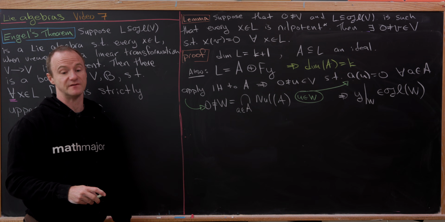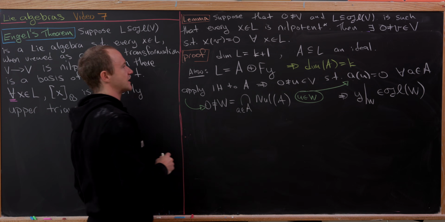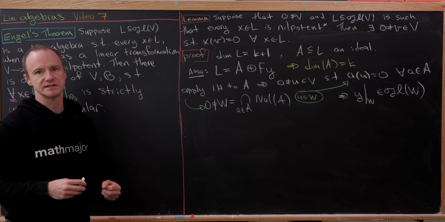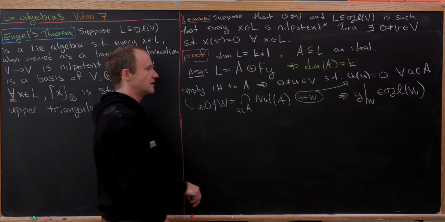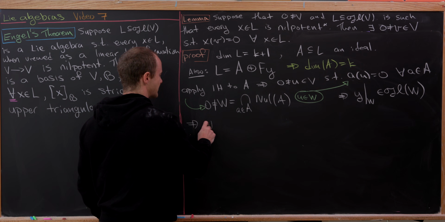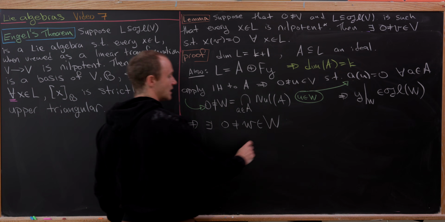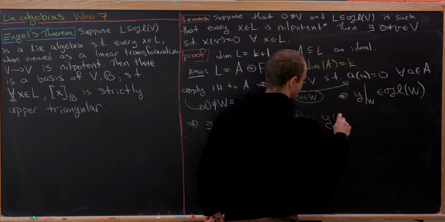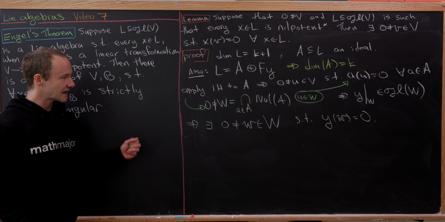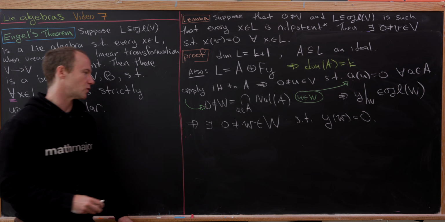Okay, but note that Y is a nilpotent linear transformation. But since it's a nilpotent linear transformation, it has a non-zero vector in its kernel. But that means its restriction also has a non-zero vector in its kernel as well. So that means there exists a vector which is non-zero, which I'll call w, within W, such that Y evaluated at w is equal to 0. And now I'm going to claim that this vector w is the vector we've been searching for the whole time.